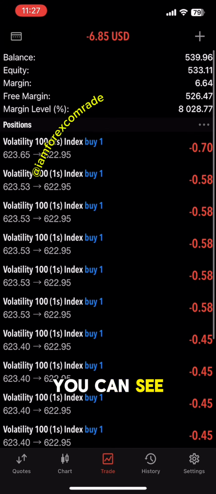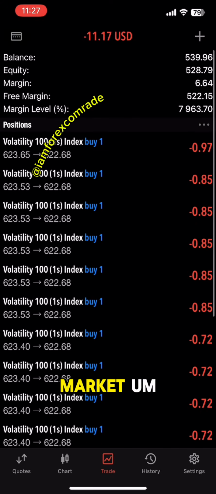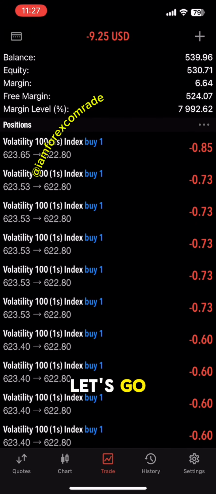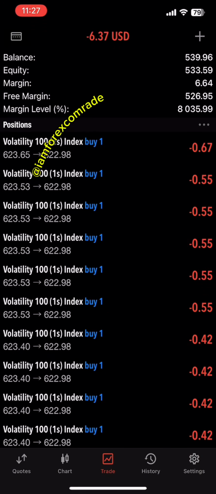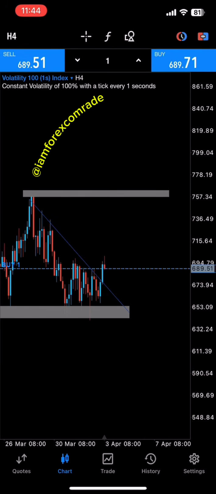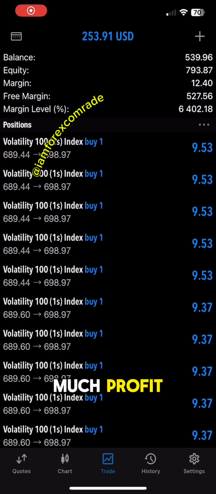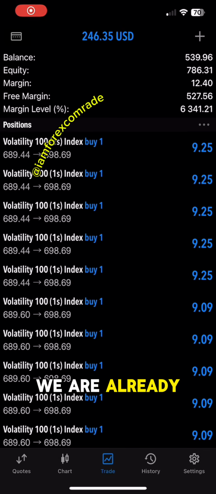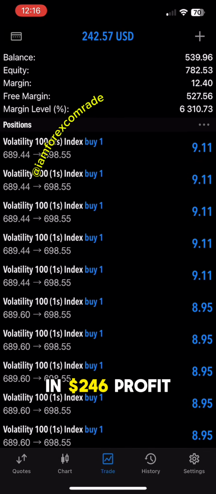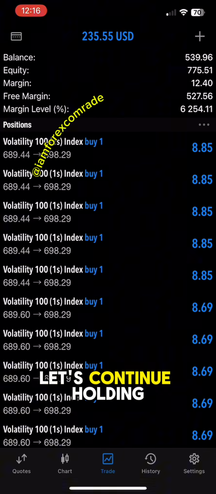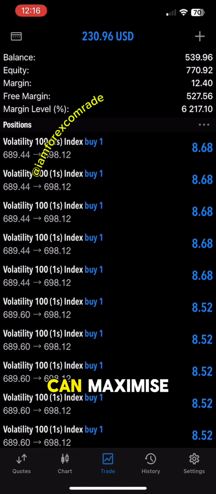And now, as you can see, I've executed the market. Let's go. And I'm going to add more positions so that I can collect as much profit as possible. Now we are already in $246 profit. Let's continue holding so that we can maximize.